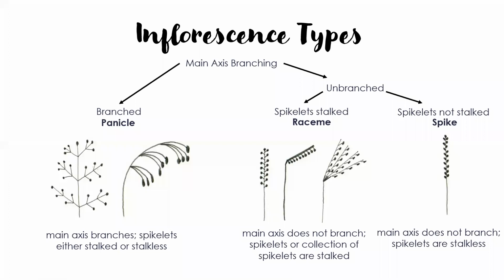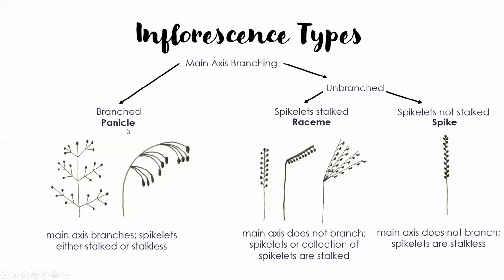Okay, so there are 3 main inflorescence types. Remember, that's the structure of the flowering head. We can ask ourselves some simple questions to tell them apart. The first question we're going to ask is, does the main axis, or rachis, branch? If the rachis has branches on it, then we call it a panicle.